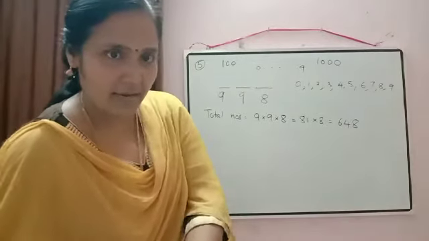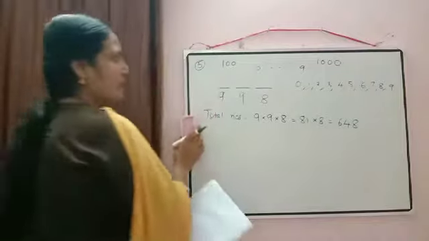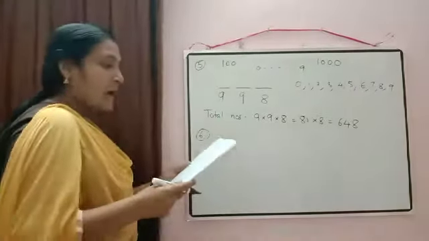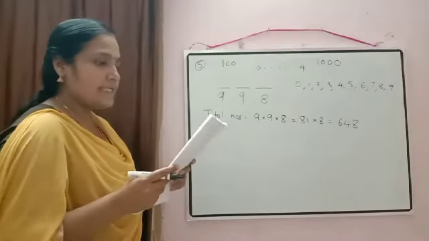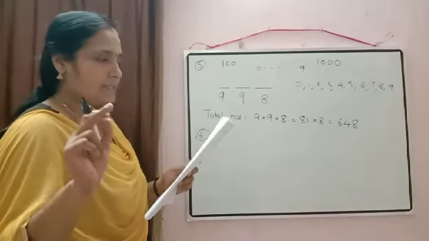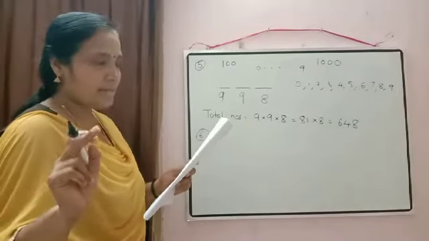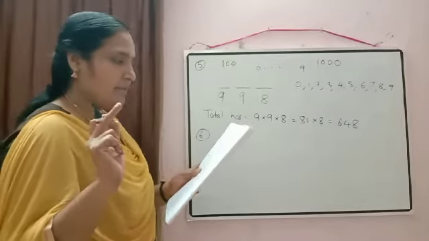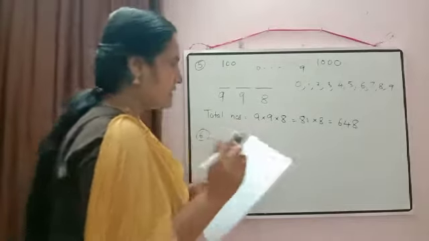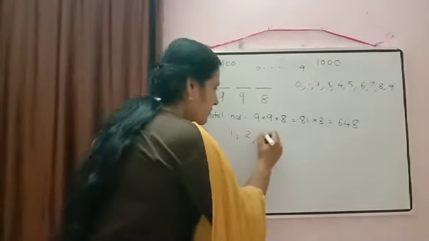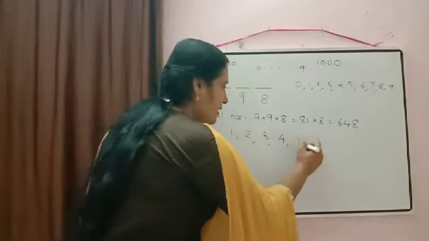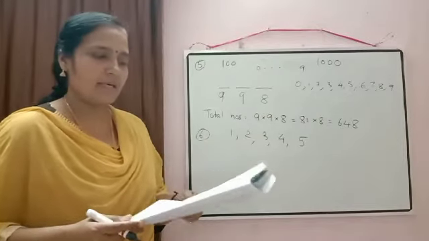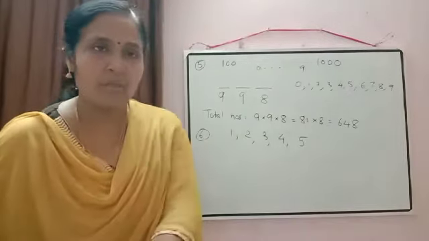Okay, clear? Now let us check the next question. Question number 6. It is written: how many 2-digit even numbers can be formed from the digits 1, 2, 3, 4, 5? Again, both cases are there: repetition allowed and repetition not allowed.